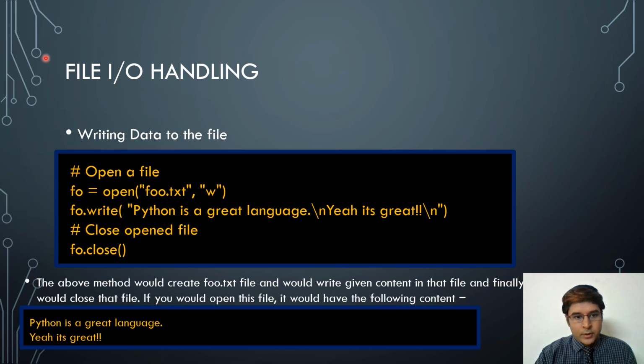How do we handle file input output in Python? So basically we have a few functions in Python that handle file input output. Examples are the open function that takes the file name as a parameter and the mode in which to open, whether to write or read, and the write function that writes text to the file variable, which is fo, and finally we can close the open file with fo.close, so it will save the file contents. And when we open this file foo.txt, it will have the following contents like this.